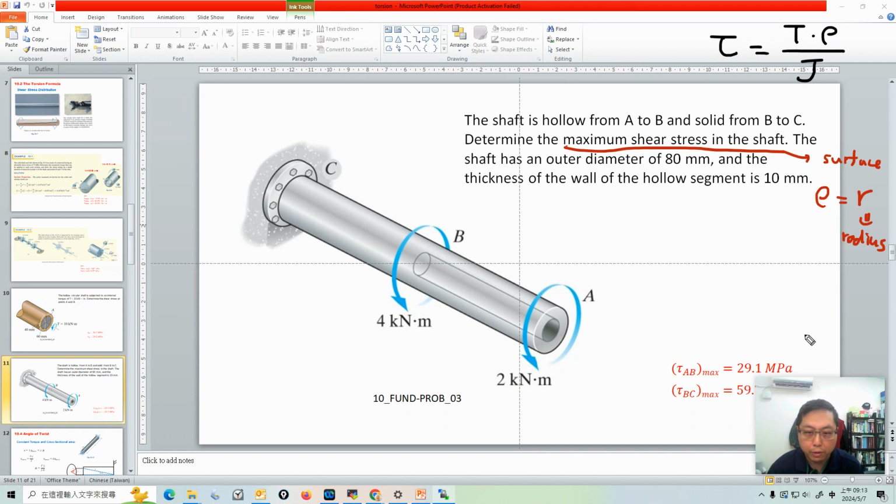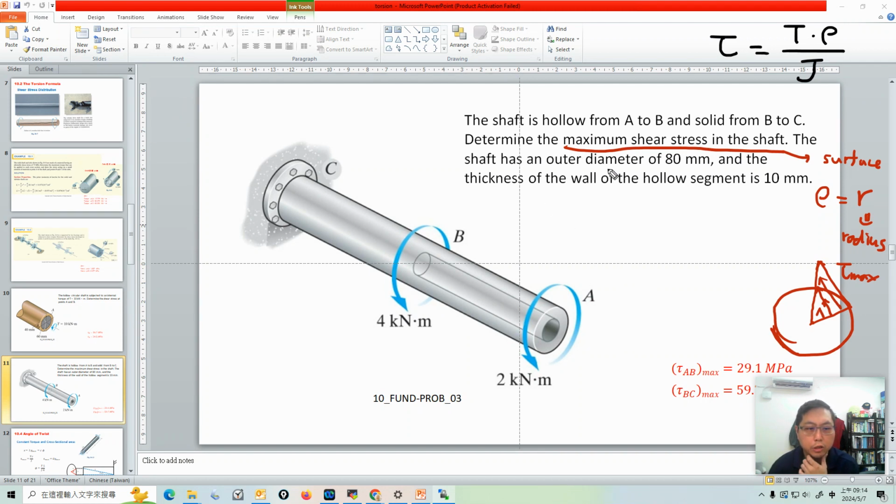I remember I drew a graph like this. If this is a cross section of the cylinder, here is the shear maximum, and it grows linearly along the radius direction. So the maximum shear stress only stays on the surface. So how do we calculate the shear stress on this bar?